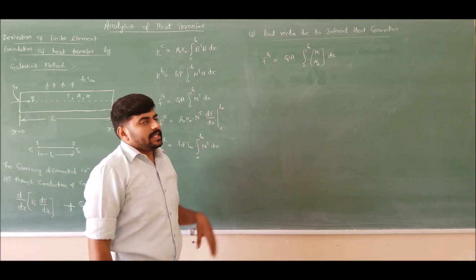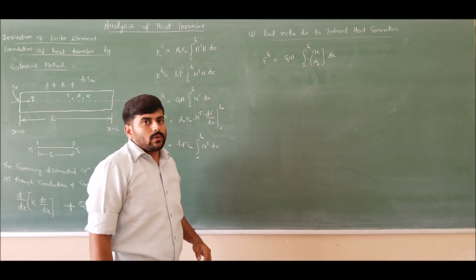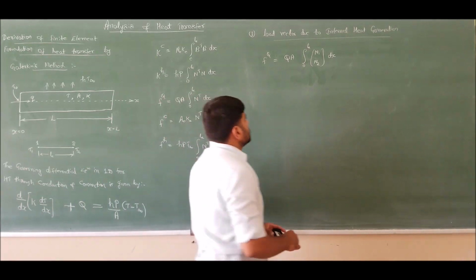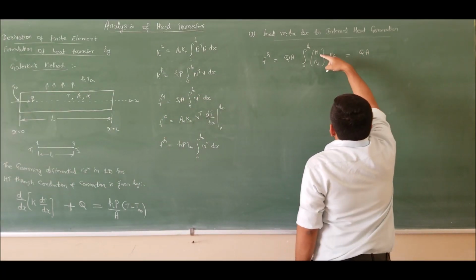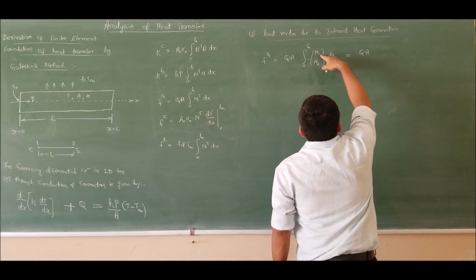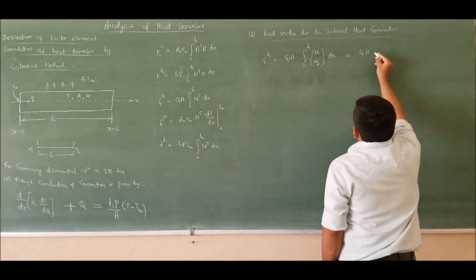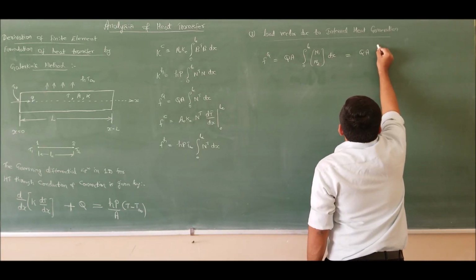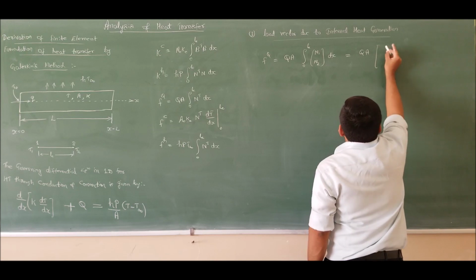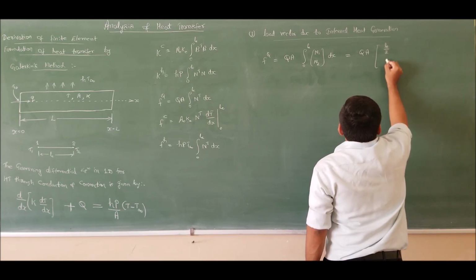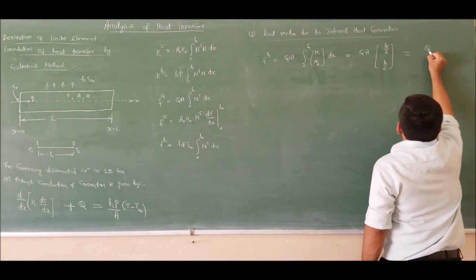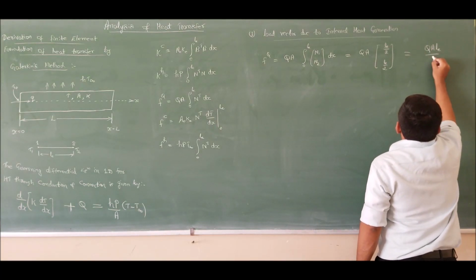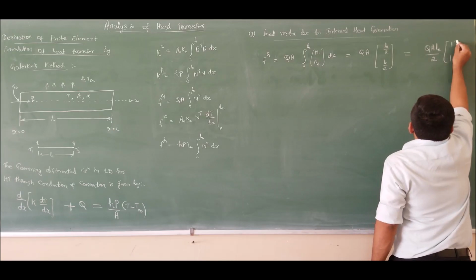Instead of substituting and integrating, let us directly use the rule of integration. If I use the rule of integration, I will get the value as Q times A. This is 1 factorial by 2 factorial, and this is also 1 factorial by 2 factorial. So therefore, I will get into LE by 2, LE by 2, which is nothing but QA times length of the element by 2 times [1 1].